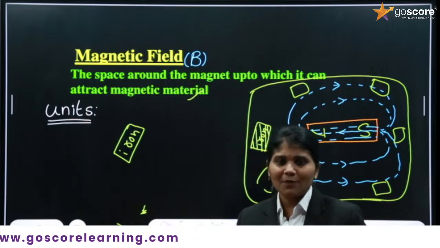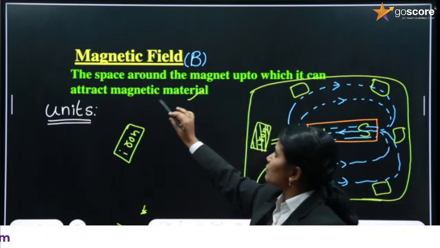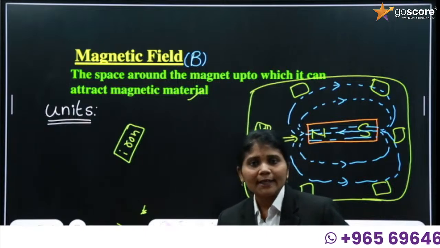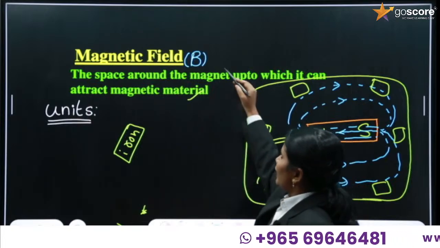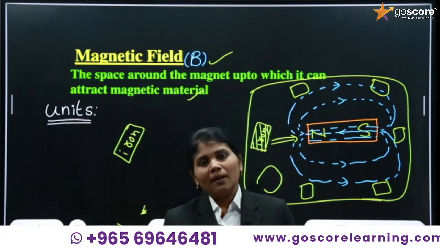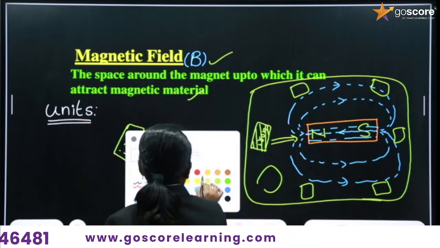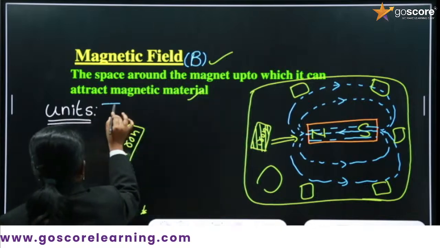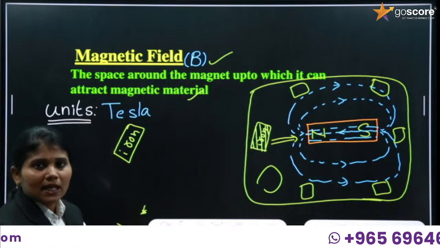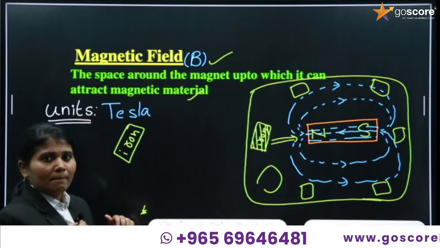Do you understand, guys, what the magnetic field is? The space around the magnet up to which it can attract magnetic material is called a magnetic field. The magnetic field is indicated by the symbol B. What is the unit of magnetic field? The unit of magnetic field is Tesla.